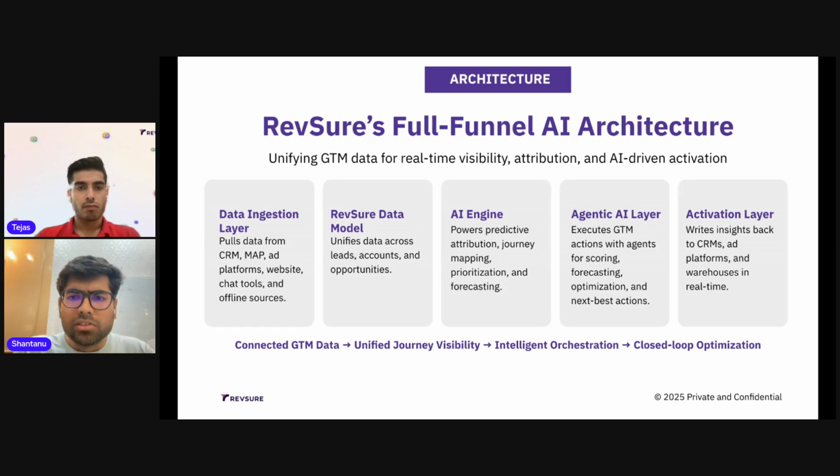The last component is the activation layer, where we have the actionability surfaced into different sources like Snowflake, your CRMs, your audiences in LinkedIn, and all of that. So we have the capability to write back these data sets that RevSure exposes into all of these systems, which can help you take any sort of actions within these systems.